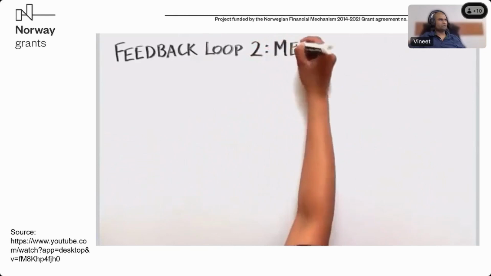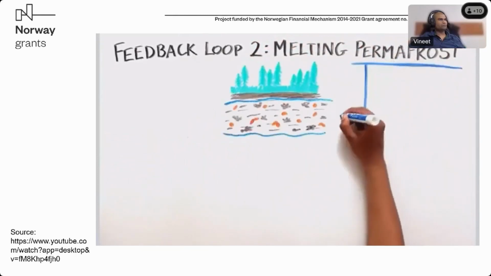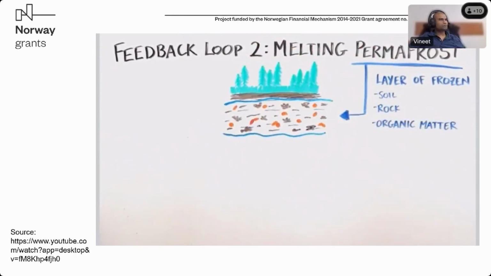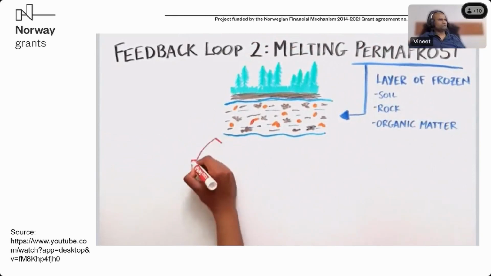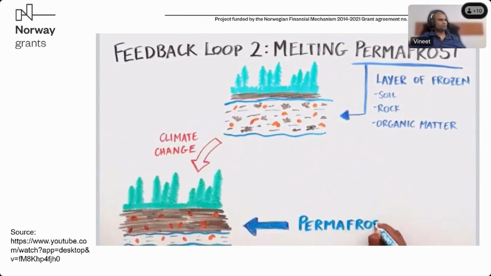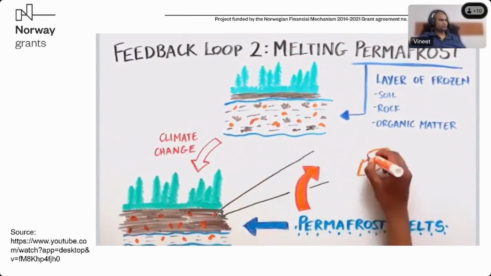Another problematic feedback loop is the melting permafrost. Permafrost is a thick underground layer of frozen soil, rock, and dead organic matter that has remained completely frozen for at least 2 years straight. However, as the Earth's surface temperature has been increasing, the permafrost has been melting. The organic matter in the soil begins to thaw out and decay.